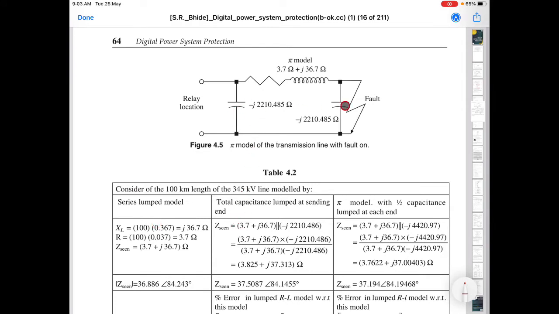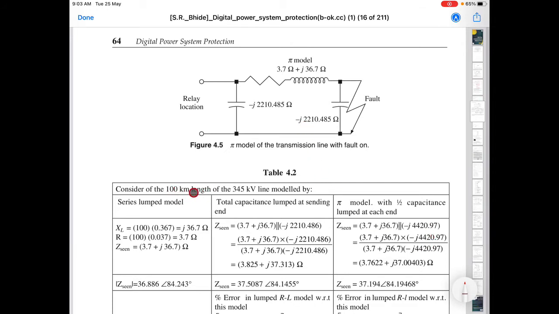Since the capacitances are in parallel, okay, capacitance in parallel actually add, you know it, right. Resistance in series add, capacitance in parallel add. Okay, resistance in parallel divide, capacitance in series divide, you know it, right?